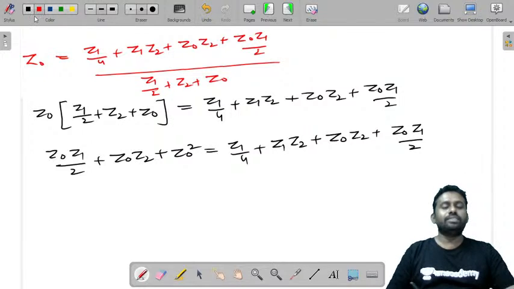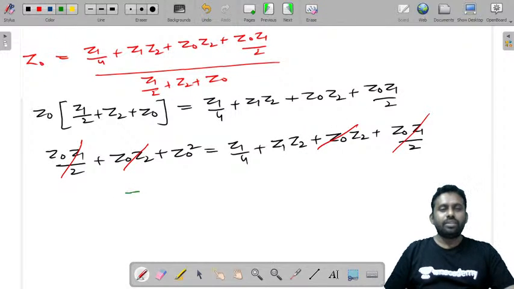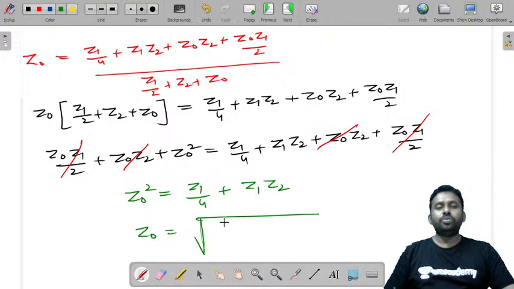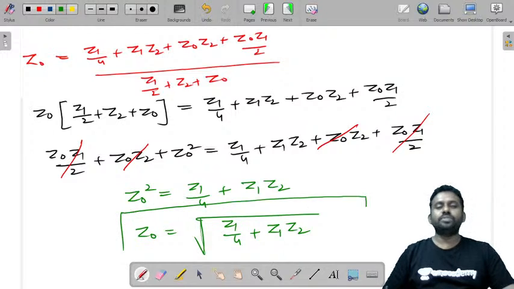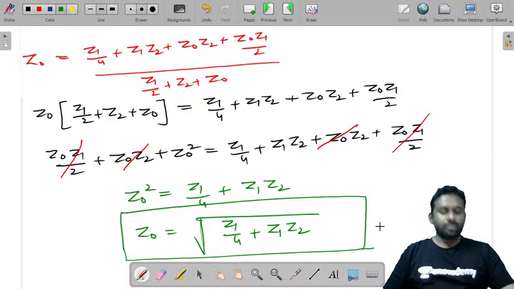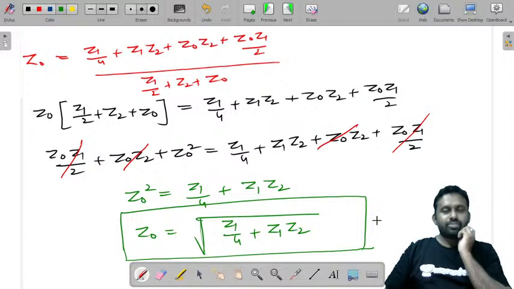Now let's try to cancel these terms. Z naught Z1 by 2 with Z naught Z1 by 2, Z naught Z2 with Z naught Z2. So what is the value of Z naught square? The characteristic impedance Z naught square is equal to Z1 by 4 plus Z1 Z2, or Z naught is equal to root over Z1 by 4 plus Z1 Z2. This is what you'll get.